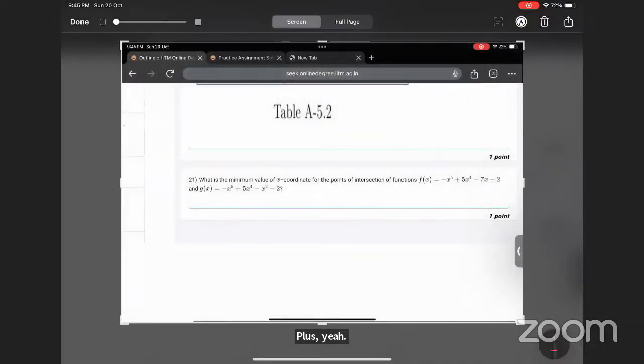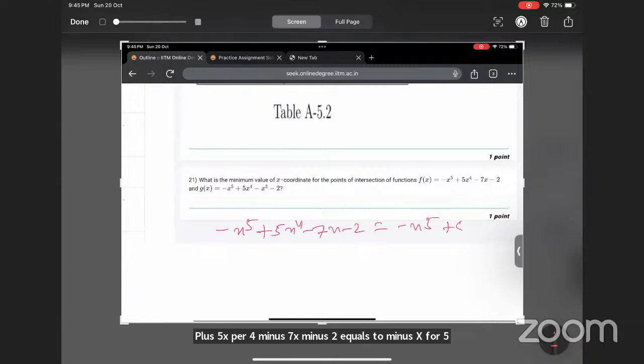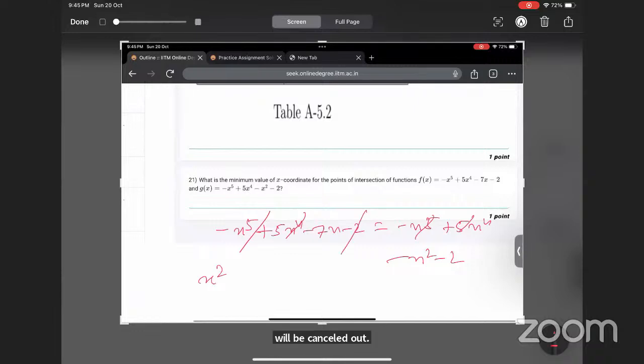X power 5 plus 5x power 4 minus 7x minus 2 equals minus x power 5 plus 5x power 4 minus x square minus 2. So these two terms will be cancelled out. Then minus 2 also cancels out. So minus 7x equals x square, meaning x square minus 7x equals 0. So x equals 0 or 7. What is the minimum value? 0, right? 0. Okay, ma'am.